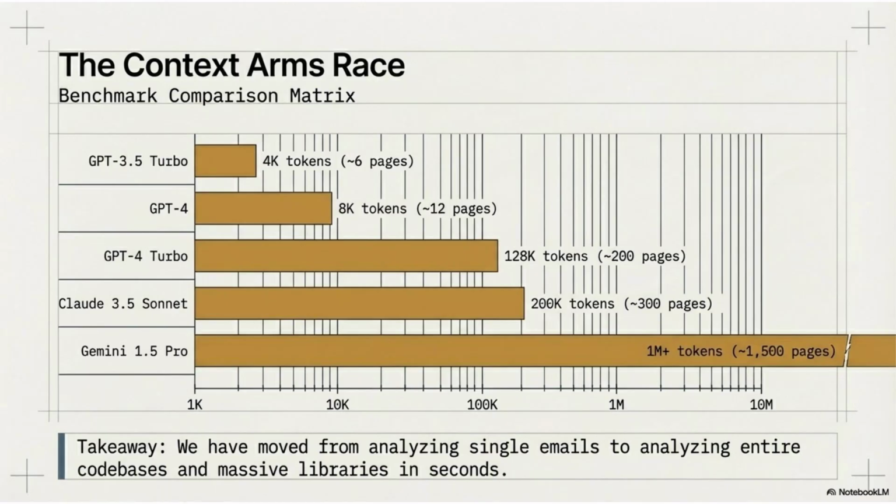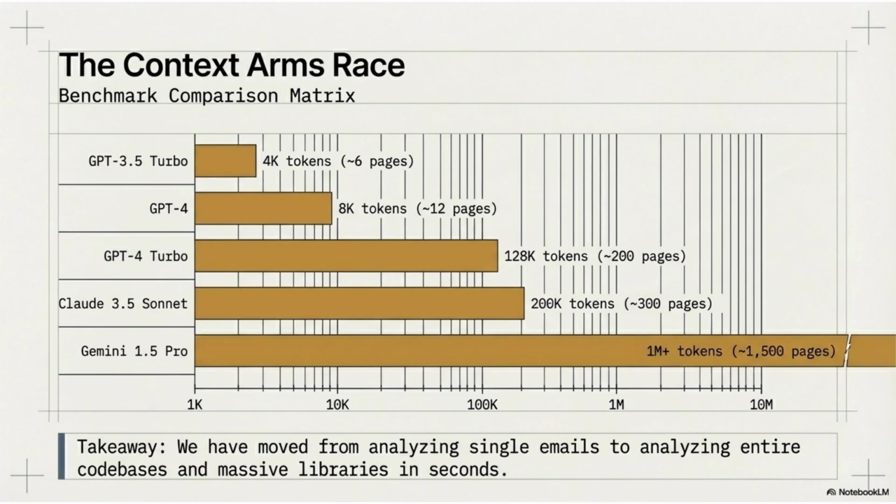Context windows are growing at a staggering pace, and this chart shows the arms race. GPT 3.5 Turbo started with just 4,000 tokens, roughly 6 pages. GPT-4 doubled that to 8,000 tokens, about 12 pages. Then GPT-4 Turbo made a massive leap to 128,000 tokens, around 200 pages of text. And Gemini 1.5 Pro shattered the ceiling with over 1 million tokens, enough for approximately 1,500 pages.